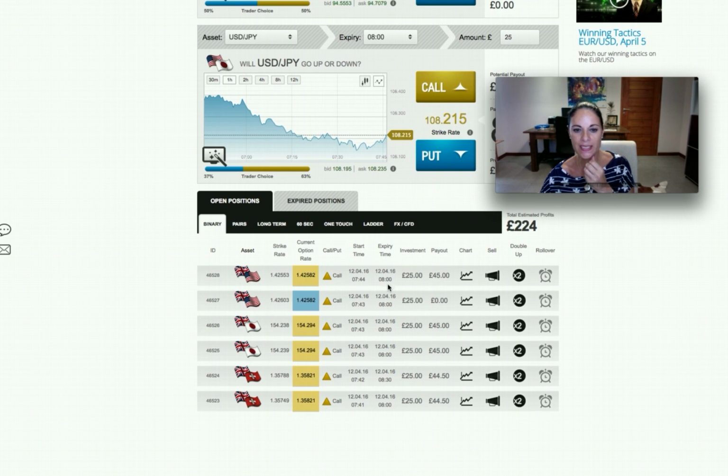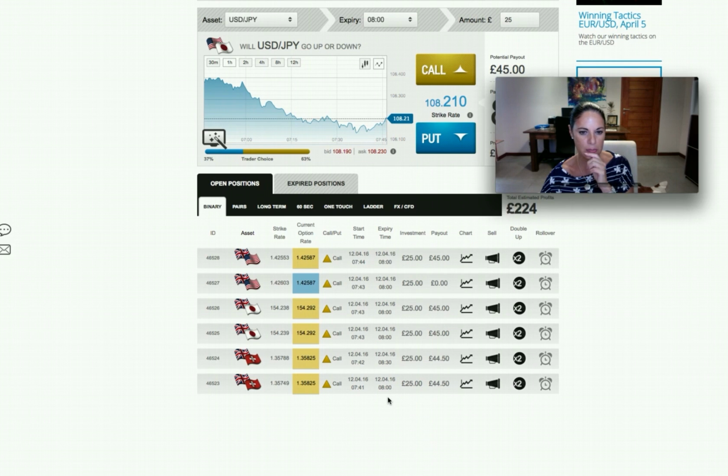Between 8 o'clock, I have 1, 2, 3, 4, 5 trades which are expiring at 8 o'clock, and 1 trade at 8:30. Wow, I thought I took the trades a little bit further on, but let's see what happens. The principle is correct. I anticipate that within the next 15 minutes the price will be going up, and that is why I have taken the calls.